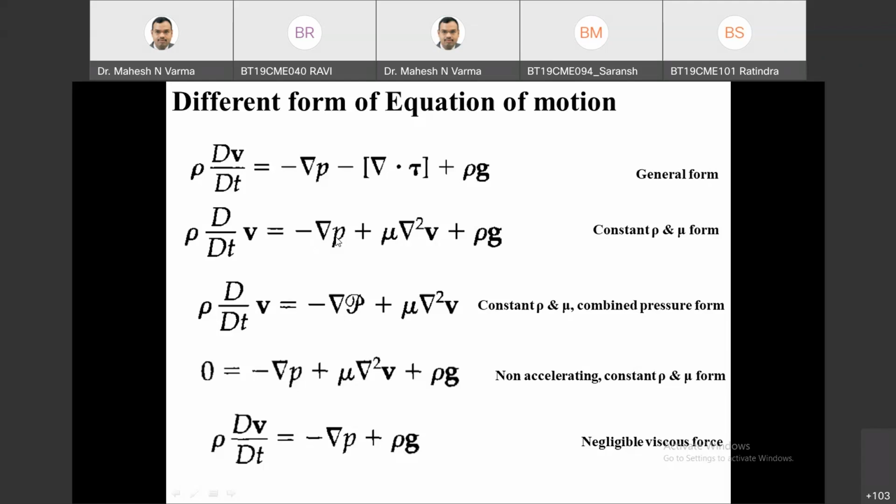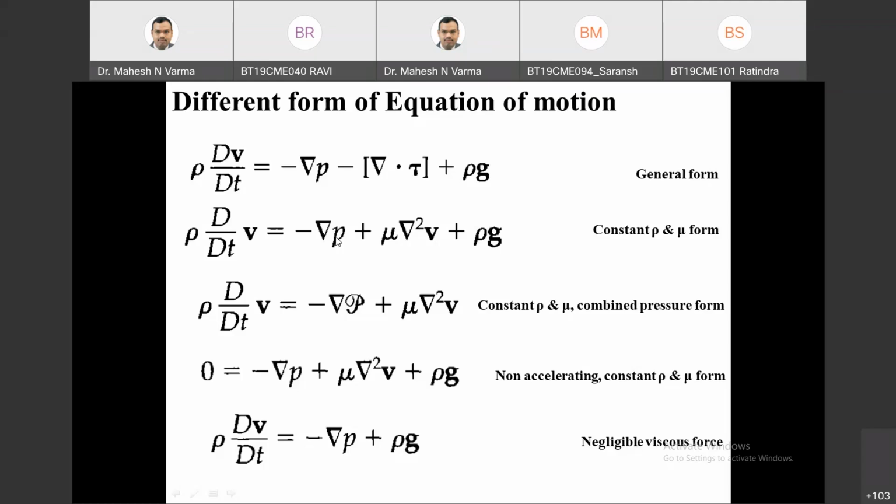You will not need all these 45 equations all the time, but you need to remember them. You don't know what situation or which problem you will encounter, whether it is the general form, constant density form, constant viscosity form, or combined pressure form. So you will need only one equation for a solution in future, but altogether you will start with these 45 equations.